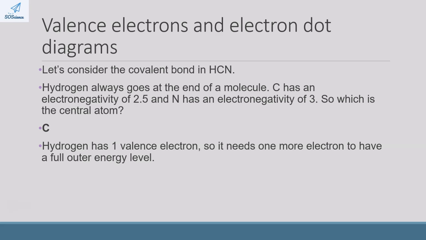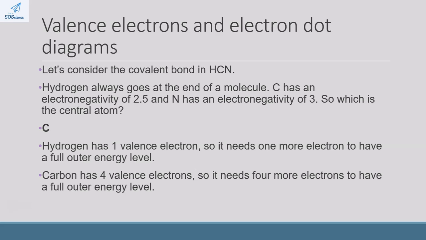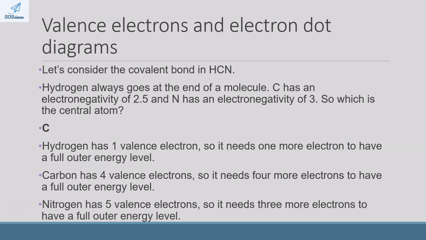Now, hydrogen has 1 valence electron. So it needs 1 more electron, which it's going to have to get from carbon, because the hydrogen is going to be next to the carbon on one end. Carbon has 4 valence electrons. It needs 4 more electrons to have a full outer energy level. And nitrogen has 5 valence electrons, so it needs 3 more electrons. Now we know that the nitrogen is going to be attached to the carbon, so those 3 valence electrons are going to have to come from the carbon. That immediately indicates to us a single bond on one end and a triple bond on the other end.